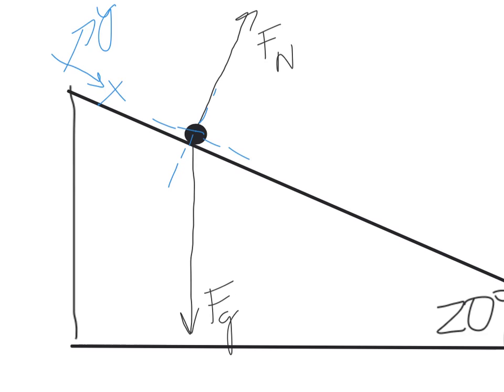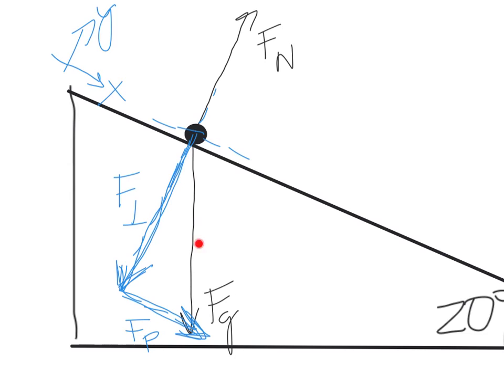Let's break Fg down into its components. There's the component that's perpendicular to the incline. That's F perpendicular. And then there's the component of Fg that is parallel to the incline, which we're going to call Fp. So we've got those two components right there. Fp is parallel to the incline. F perpendicular is perpendicular to incline. Those two are not new forces, they're just simply components of Fg. Alright, so that's all we learned yesterday.